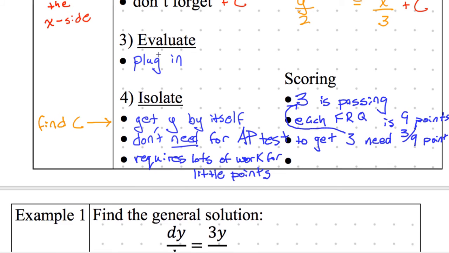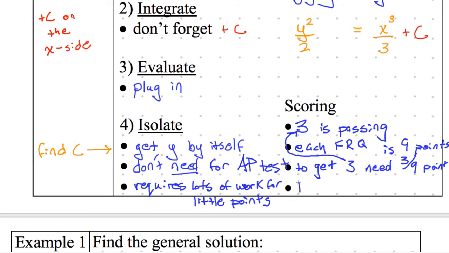So by step 3, by our evaluate step, you will have 6 to 7 points, which is crazy.